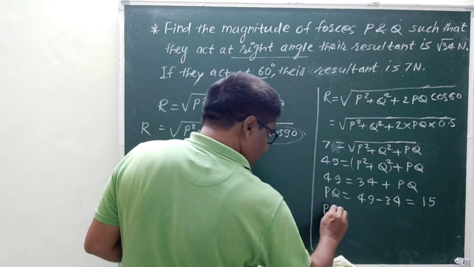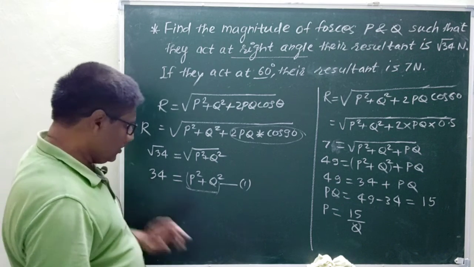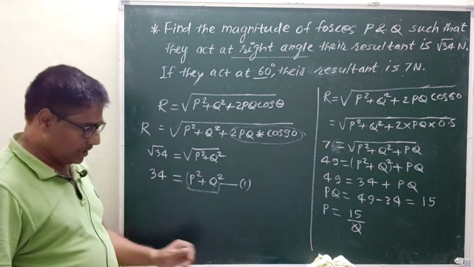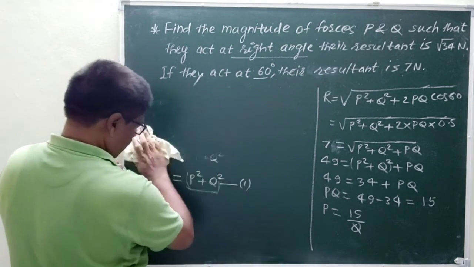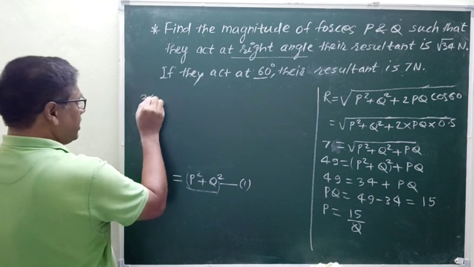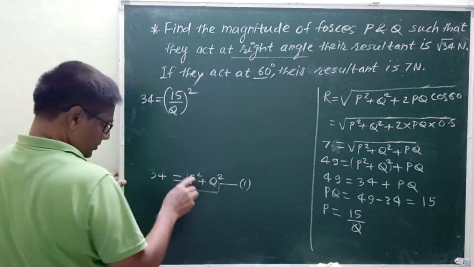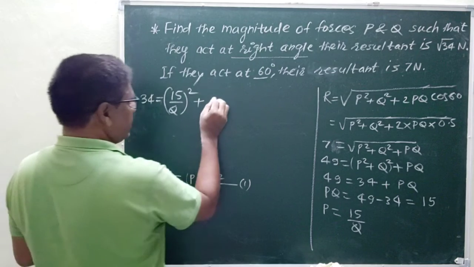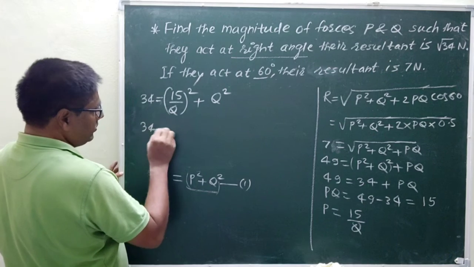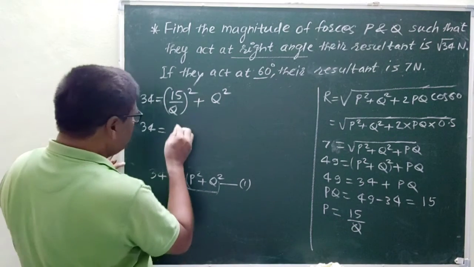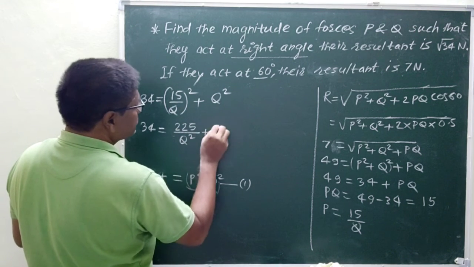Now P is equal to 15 by Q. Now let us put this value here and solve for P and Q. 34 is equal to, P value is 15 upon Q, whole square, plus Q square. 34 is equal to square of 15, which is 225, upon Q square plus Q square.